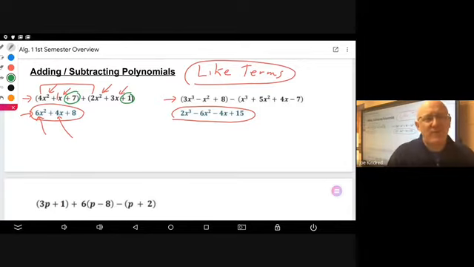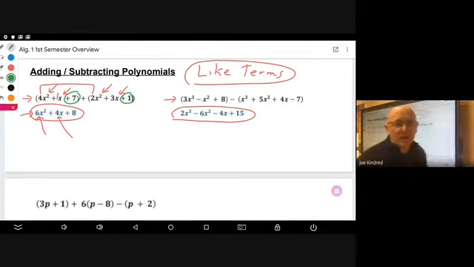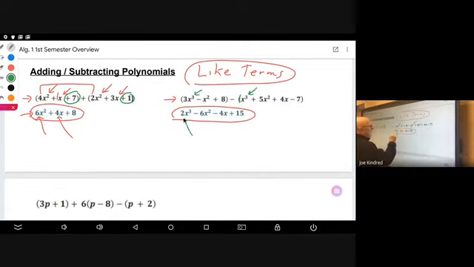And then, of course, this 7 and that 1, they're considered constant terms. There's no variables to them. So you're just adding 7 and 1 to get 8. Same thing can be looked at with subtraction. So for instance, here's an x cubed and there's an x cubed. Well, there's a 1 there. 3 minus 1 is your 2, x cubed.